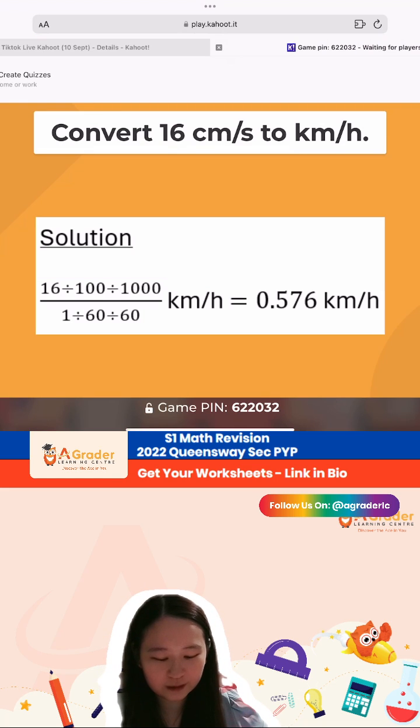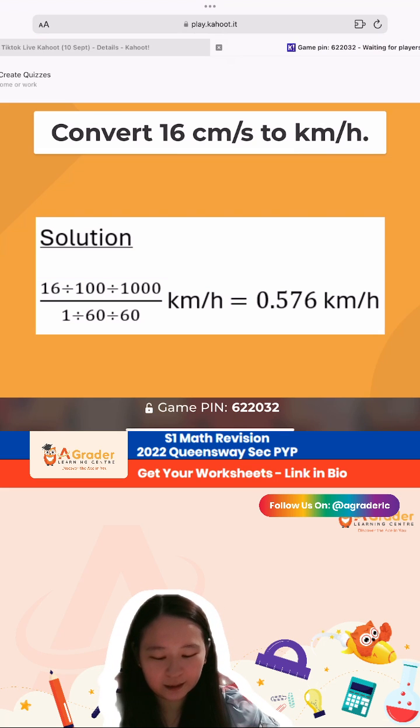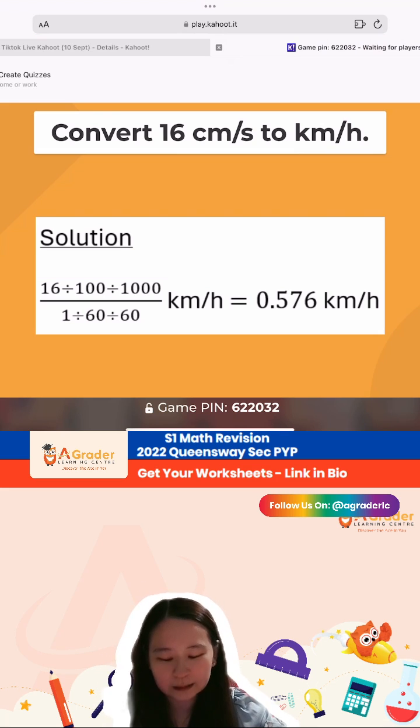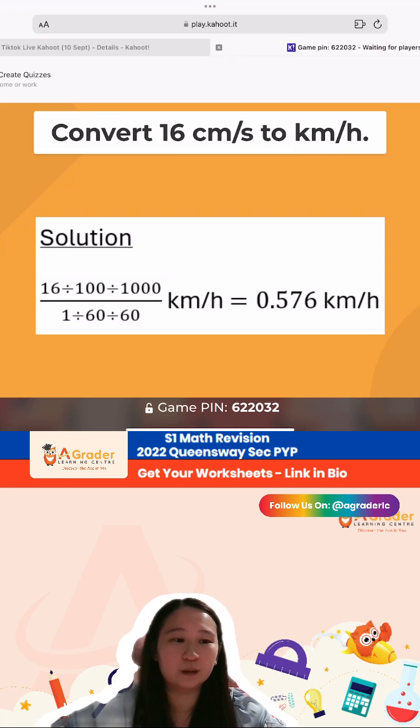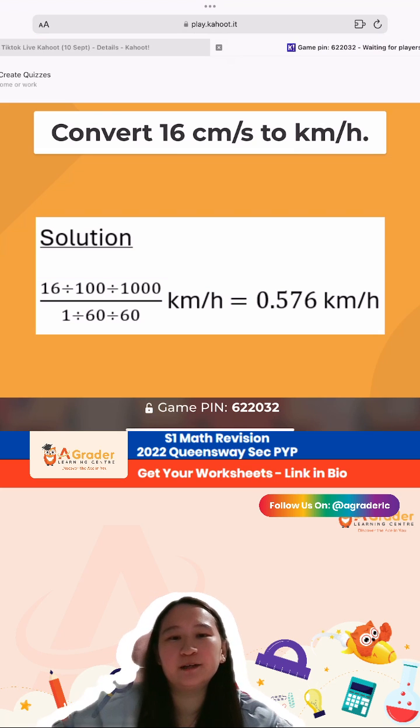So we have to convert the centimeter to kilometer first. So 16 divided by 100 is converting to meter, and then divide by 1,000 to convert to kilometer. And then for per second means 1 second. So we take 1 second divide by 60 to convert to minute, and then divide by another 60 to convert to hour. Okay, so we should get 0.576 kilometer per hour.